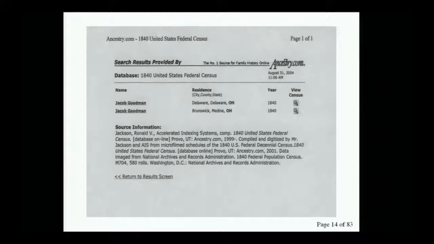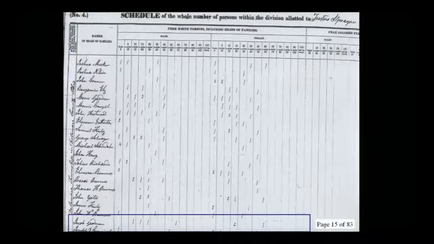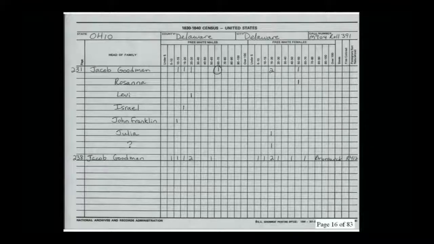Slide 15 shows you the Delaware County schedule for 1840. And as I say, just a whole bunch of numbers in age brackets. But if we take those numbers and plot them on a blank form, like I did on slide 16, we see that they line up very well with the children, except we have one extra. We have Julia, but we also have another daughter, unidentified.